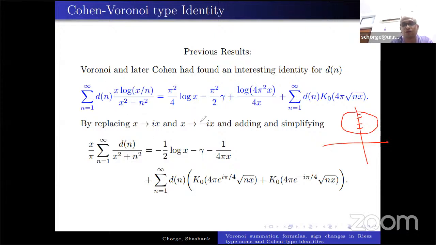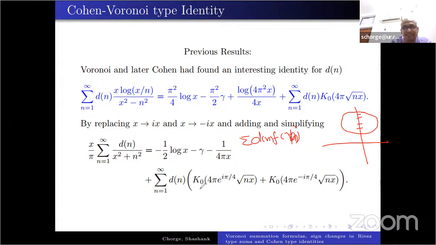And this method is called Koshliakov's method for finding the Voronoi summation formula. Of course, the original formula derived by Voronoi was much more complicated, and Koshliakov simplified it, provided that the sample function f of n, d of n, f of n is holomorphic. Then Koshliakov's method works, and this is much, much simpler than what Voronoi used in his case.